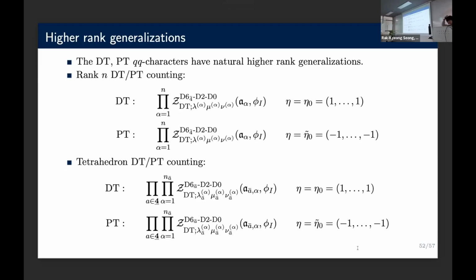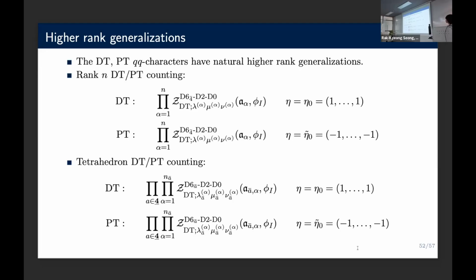Okay, so then let me briefly do some higher rank generalizations of it. Like in usual gauge theory, you like to increase the number of D-branes and ask what happens. For rank n DT and PT, what you need to do is introduce n types of different D6 branes with boundary conditions in this way. And for the PT and for the DT counting, you just choose the JK residue in this direction.